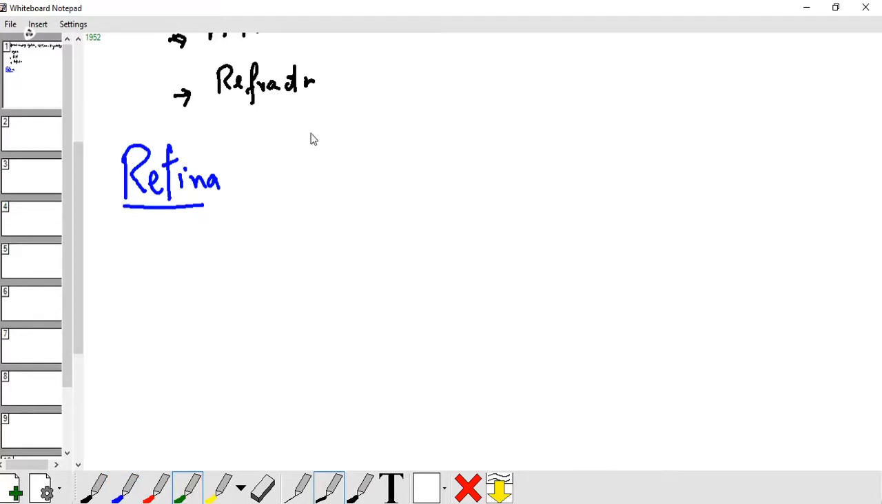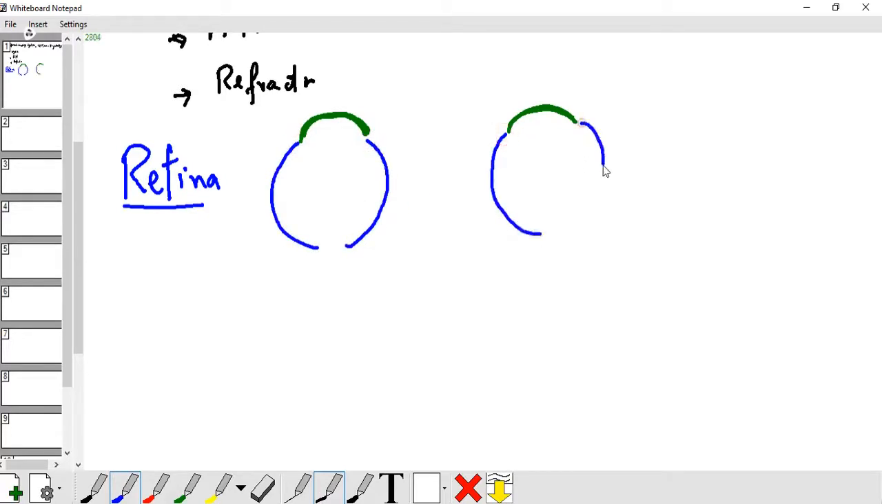So, the eyeball. In the front is the cornea. In this video, my main concern is the neural pathway. The retina structure I will talk about later. This is the sclera, and here I just need to draw the retina. It's a cup-shaped retina.